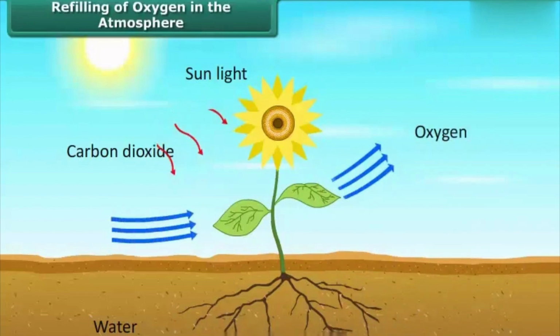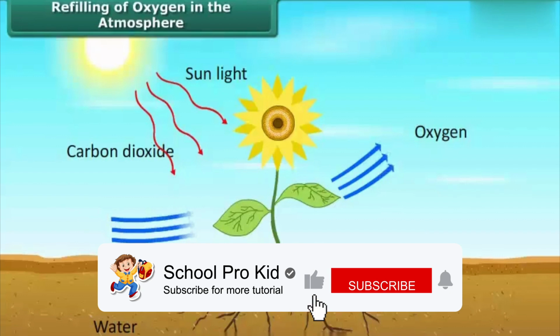Plants also consume oxygen for respiration, but they produce more of it than they consume. So the plants silently save us from dying without even being noticed.